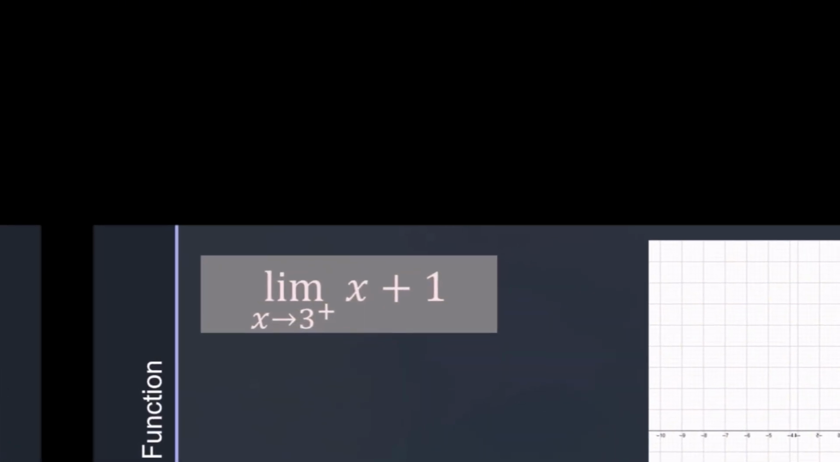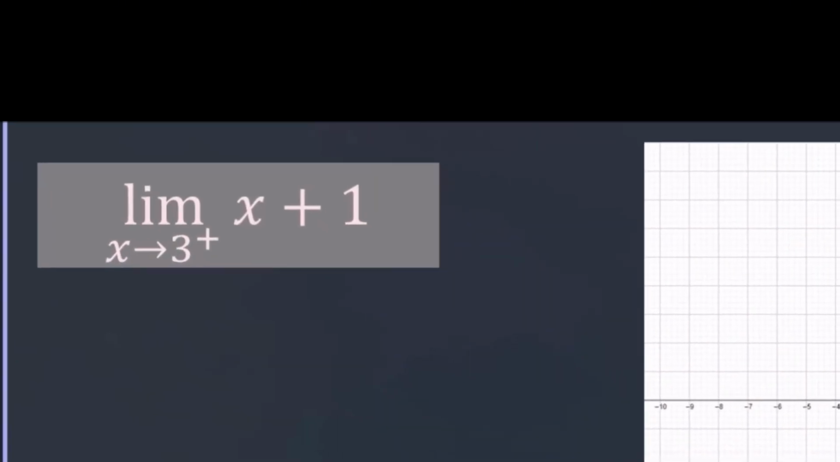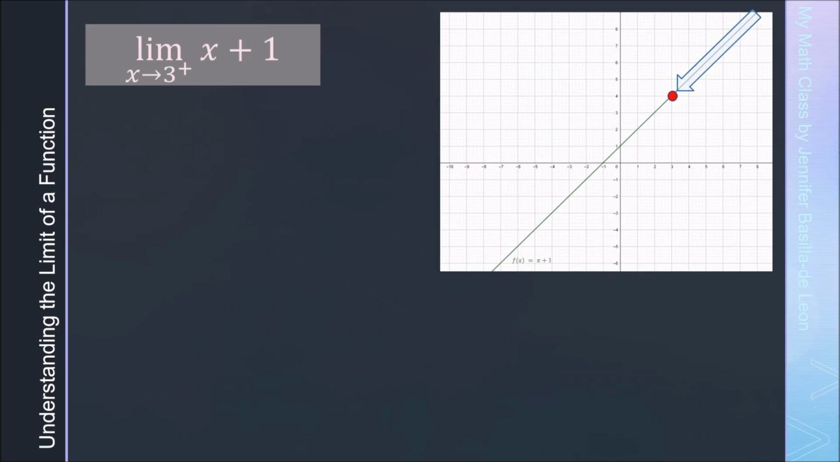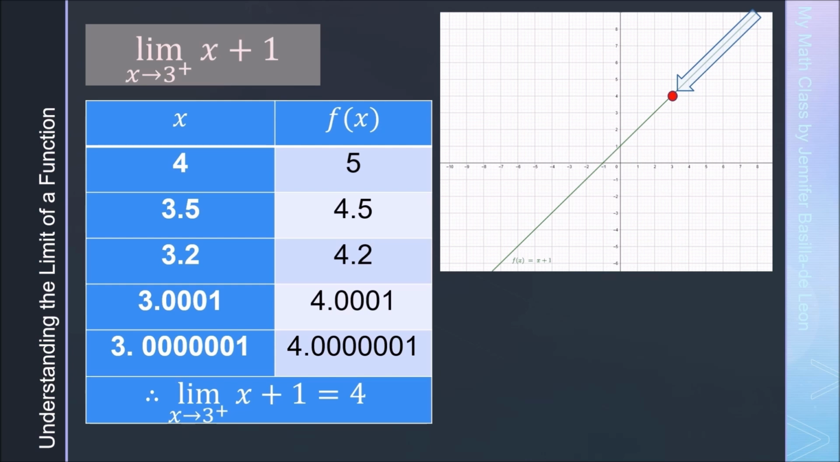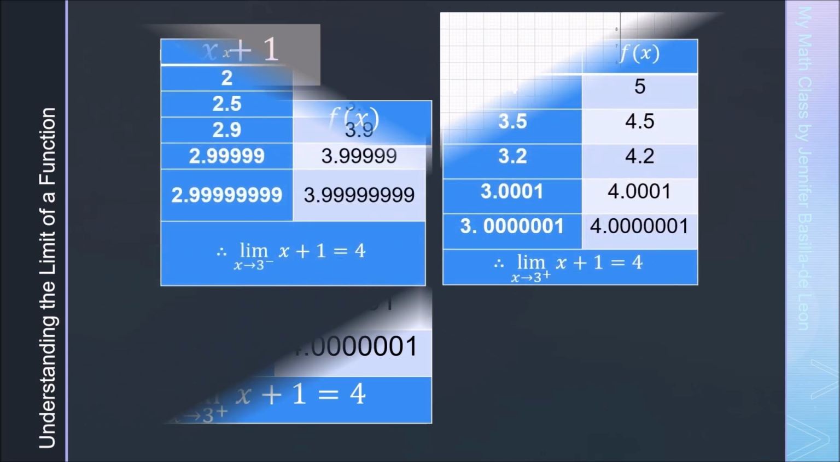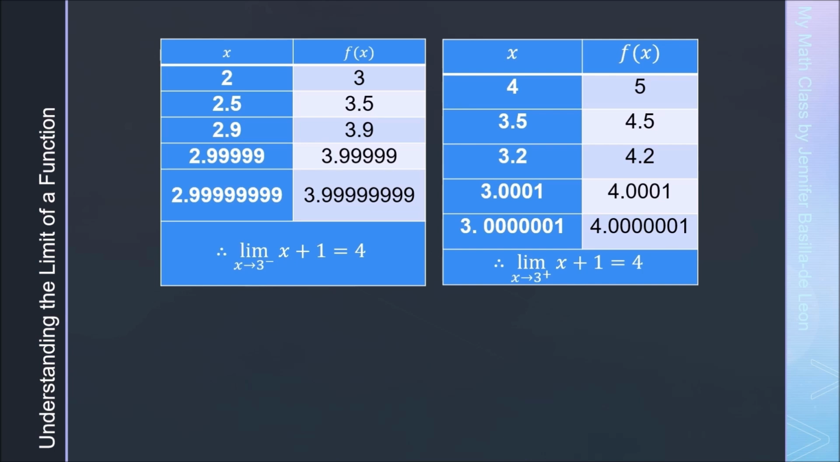We do the same as we evaluate the limit of x plus 1 as x approaches 3 from the right. We start with x equals 4. Evaluating the function at x equals 4, we will get 5. Now choosing a number that is much closer to 3 from the right, we will arrive at a much closer value to 4. Hence, we say the limit of x plus 1 as x approaches 3 from the right is 4. Notice that if we choose a number that is much closer to 3 on either side, we arrive at a value that is much closer to 4.